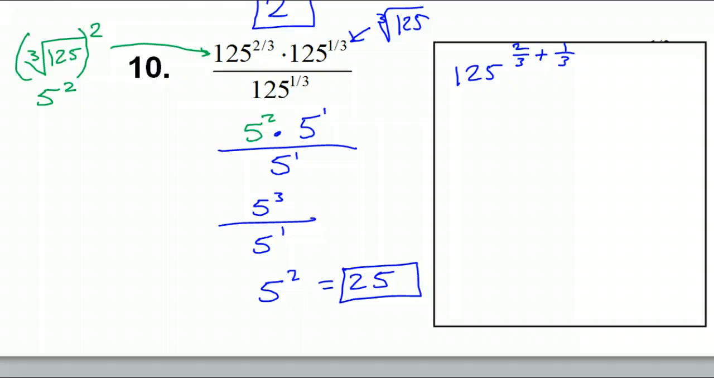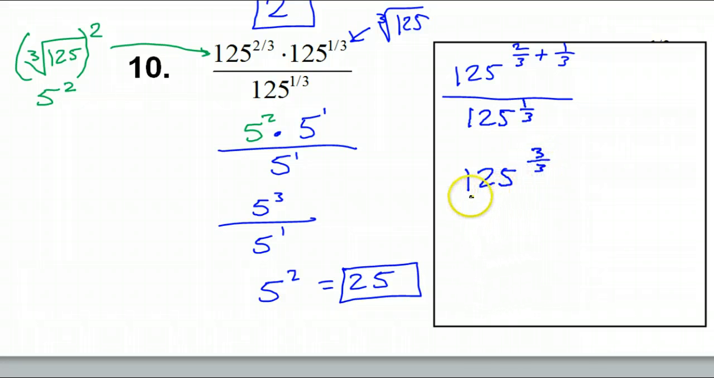Over 125 to the 1/3 power. Because if you multiply and the bases are the same, you add the exponents. So that's what I'm doing, 2/3 plus 1/3. Now 2/3 plus 1/3 is 3/3, if you will. So this is going to make 125 to the 3/3 power.